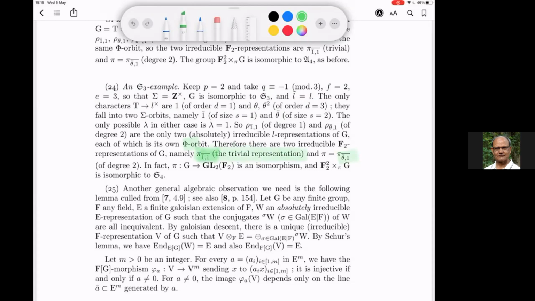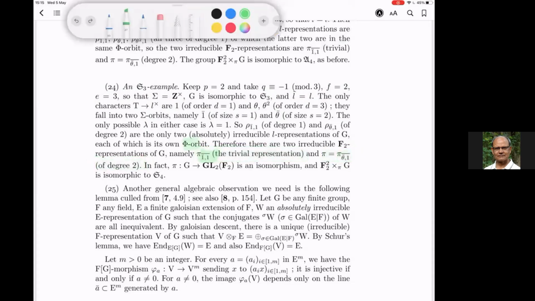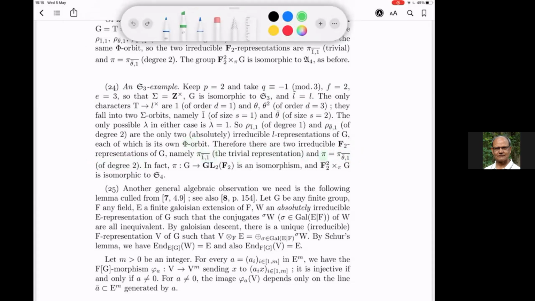So the first one is, of course, going to be the trivial representation, and the second one is a representation of degree 2, because the degree over F2 is the sum of the degrees over L tilde, and the sum is taken over all representations in the same orbit. But because there's just one representation in this orbit, which is of degree 2, you'll get a degree 2 representation over F2. Okay, so if you just call it the second one, the degree 2 representation, if you just call it pi, then you see that pi, viewed as a map from G to GL2 of F2, is actually an isomorphism.